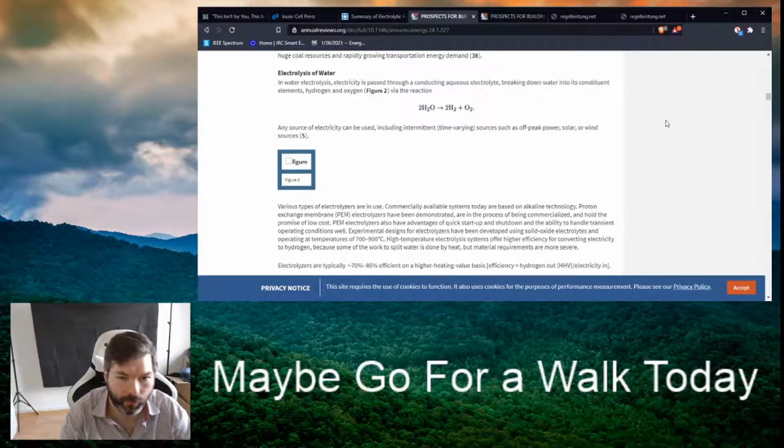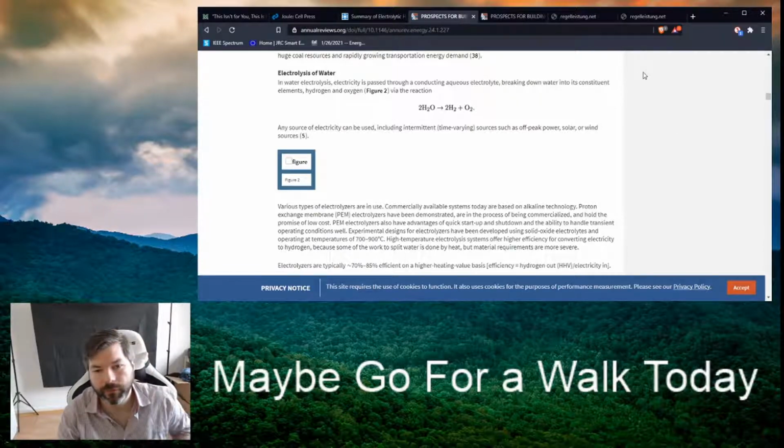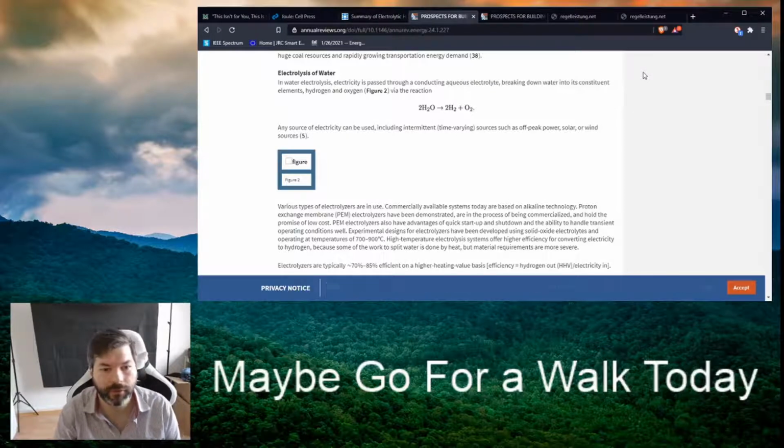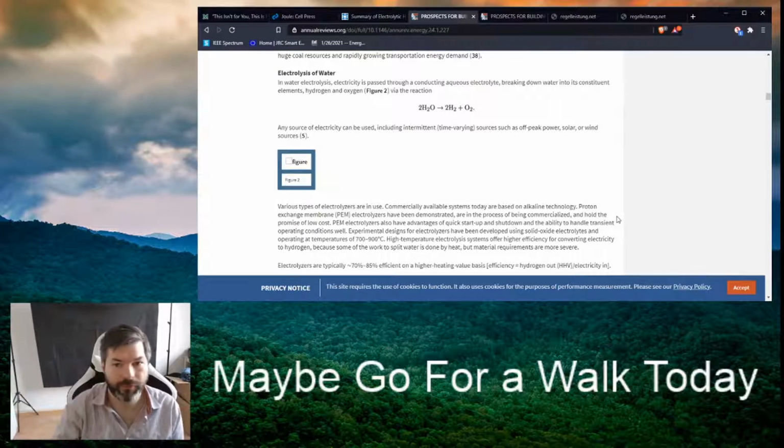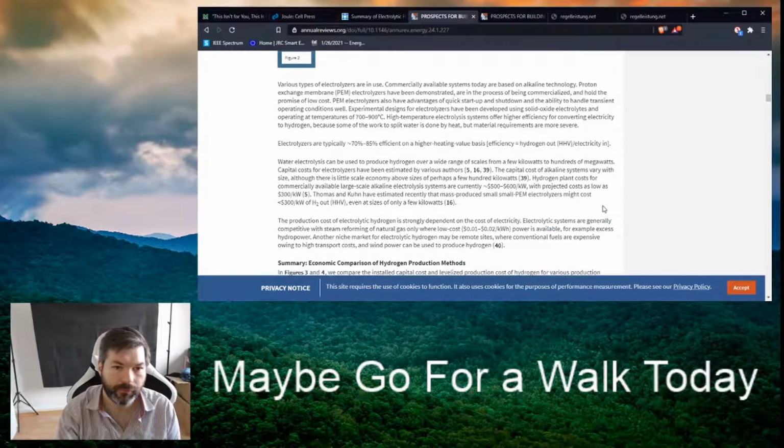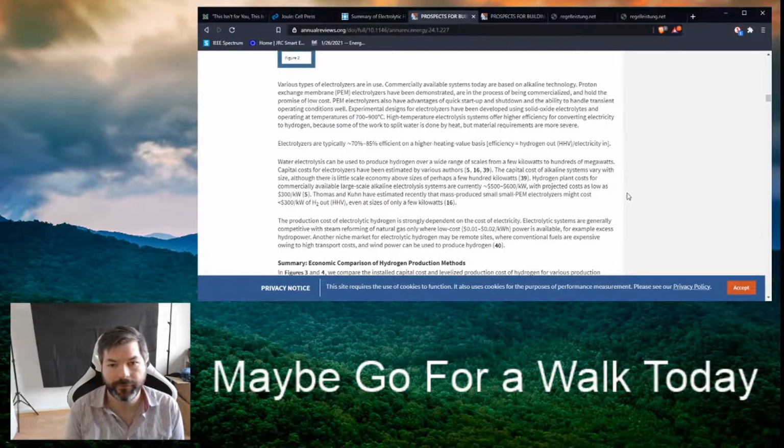So, electrolysis of water. In water electrolysis, electricity is passed through a conducting aqueous electrolyte, breaking down water into its constituent elements, hydrogen and oxygen, via the reaction 2H2O equals 2H2 plus O2. Any source of electricity can be used, including intermittent sources such as off-peak power, solar, or wind sources. Various types of electrolyzers are in use. Commercially available systems today are based on alkaline technology.